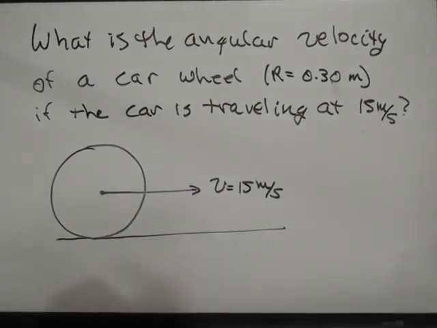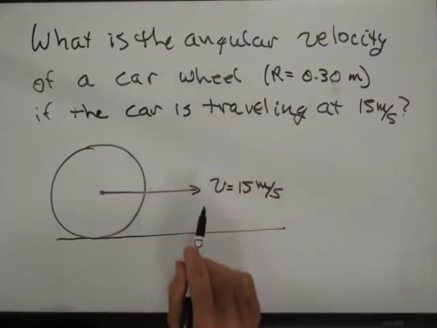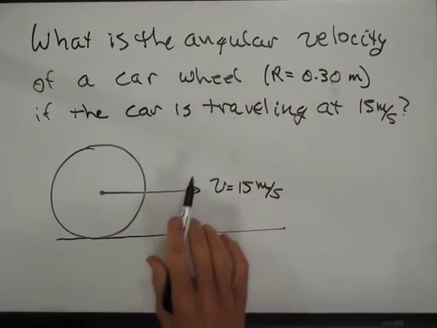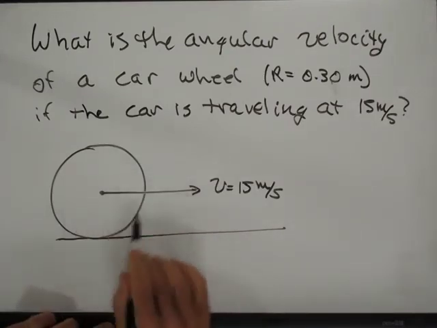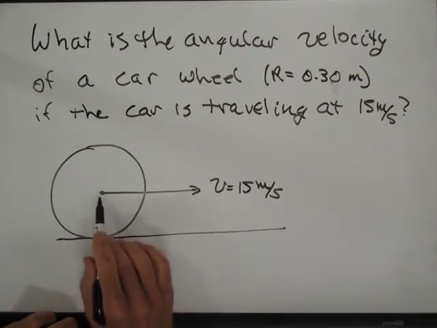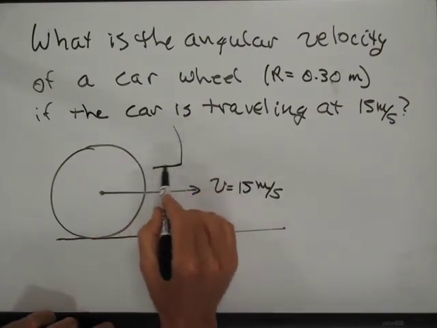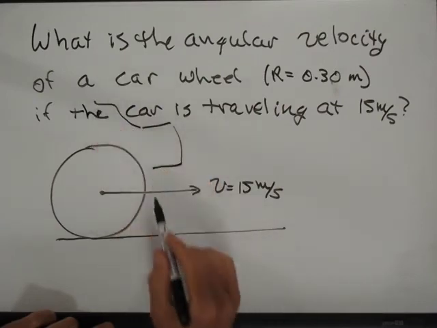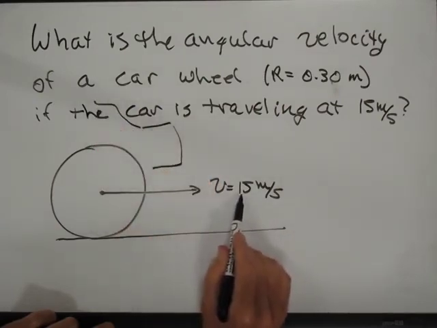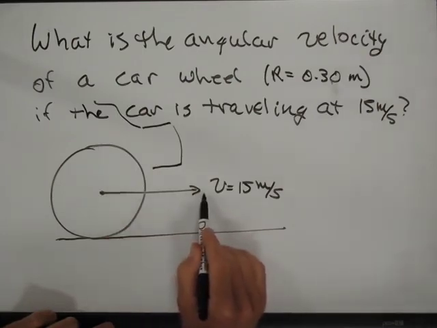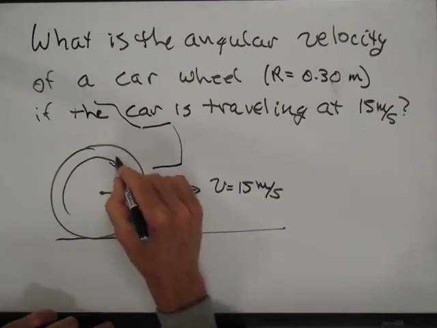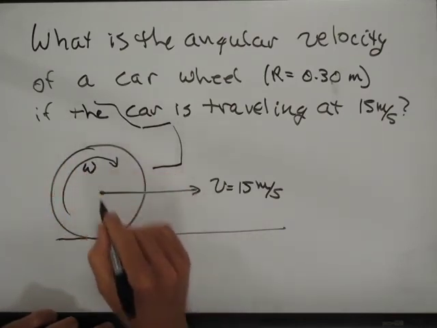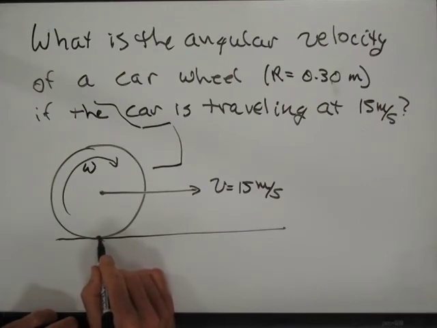So here's another angular velocity example. We can ask the question, what is the angular velocity of a car wheel if the car is traveling at 15 meters per second? Imagine this is the wheel of the car, and the car's bumper is here or something like that, and the car goes up like that. If the car is traveling 15 meters per second, that means the center of the wheel is going at 15 meters per second. The wheel is spinning at angular velocity omega, and the question is, what is the linear velocity of the edge of the wheel?